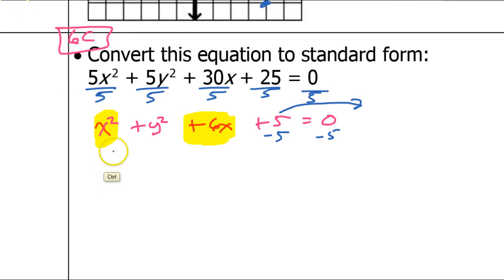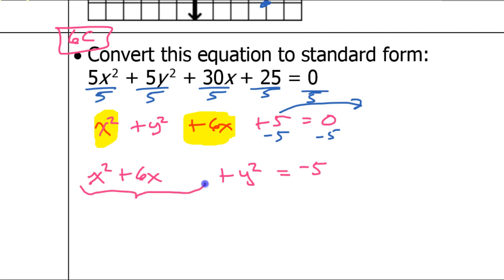So if I make all those changes, first putting the x's next to each other, I'm going to have x squared plus 6x, leave a space, and then I'll have plus y squared, all right? Because it's just y squared, I don't need to complete the square, so I don't need to leave any space. And then I'll have equals negative 5. Now I'm going to turn this into a trinomial, and then I will turn that into a binomial squared. Actually, I like to start with the binomial. The binomial will be x plus 3, because half of 6 is 3.